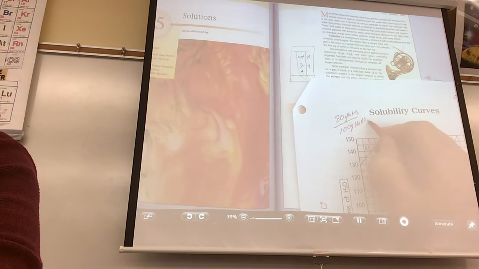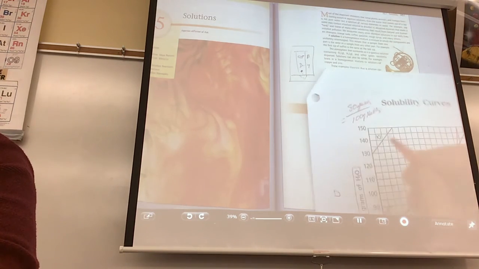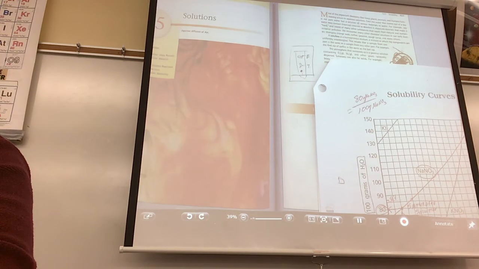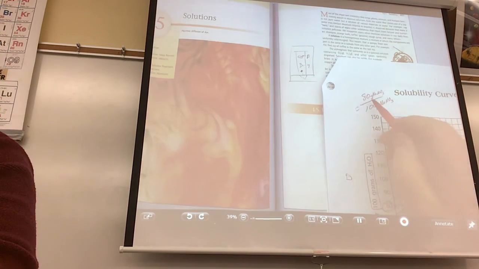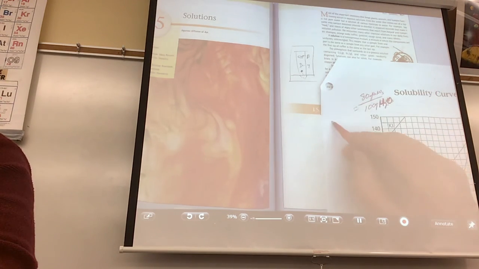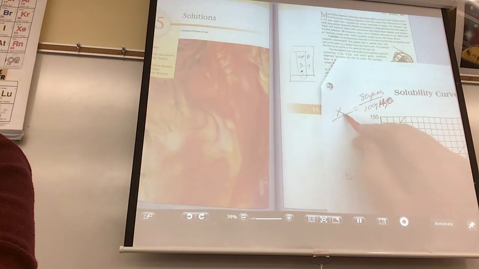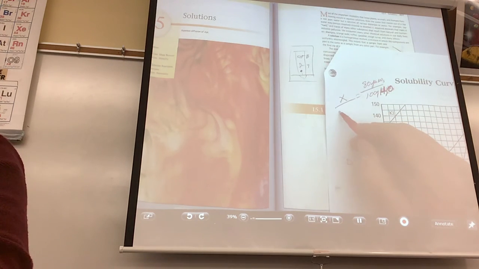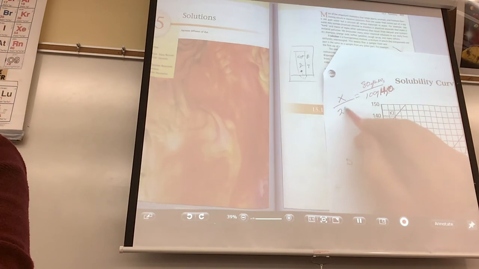I know your teachers taught this before. You know how to do a proportion? Remember proportions? Watch now. If you can put 80 grams of sodium nitrate in 100 grams of water, then here's my question. How many grams of sodium nitrate can you put in, let's make up a number, 250 grams of water?